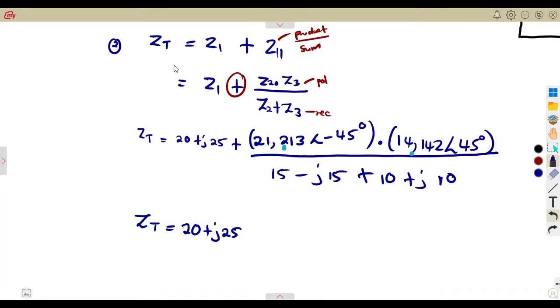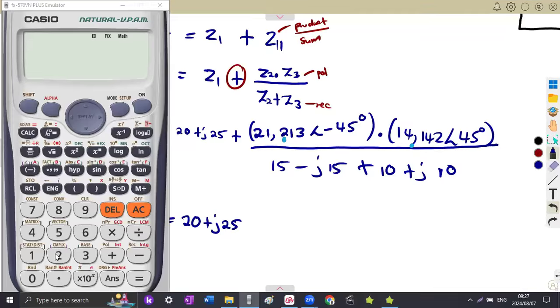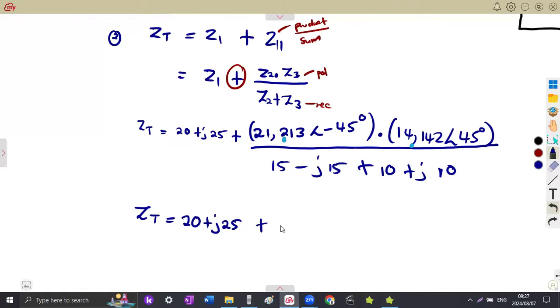Let me just also show my calculator there. I fixed it to 3 decimal places. So just going to multiply 21.213 times 14.142. So that's it. You're going to have 299.994.